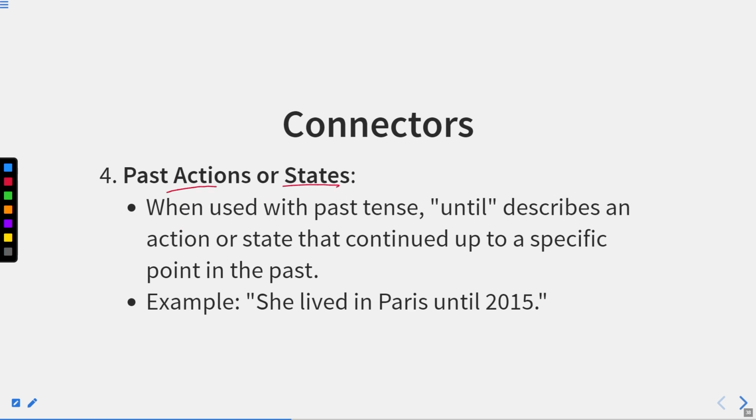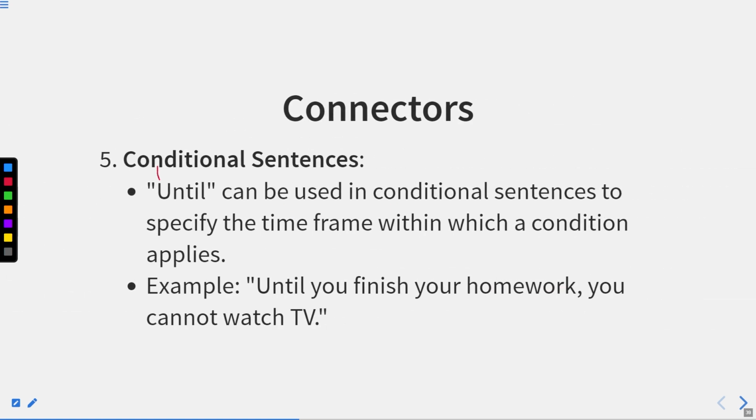Past actions or states: when used with the past tense, until describes an action or a state that continued up to a specific point in the past. She lived in Paris until 2005. It means after 2005, she stopped living there, or she lived somewhere else.